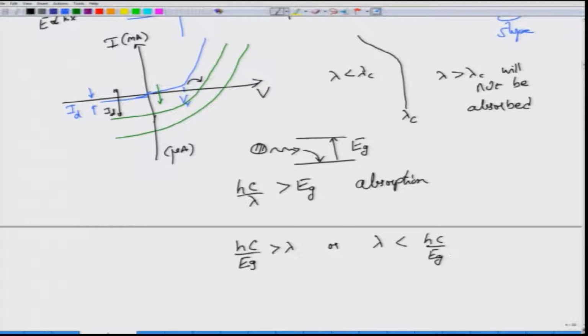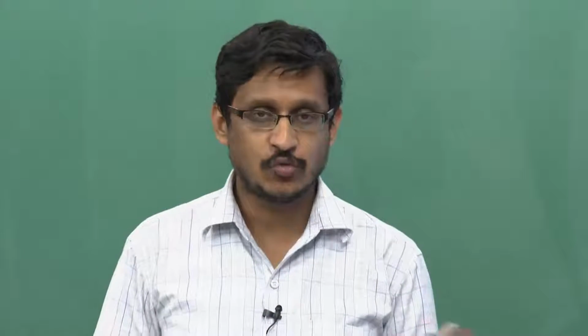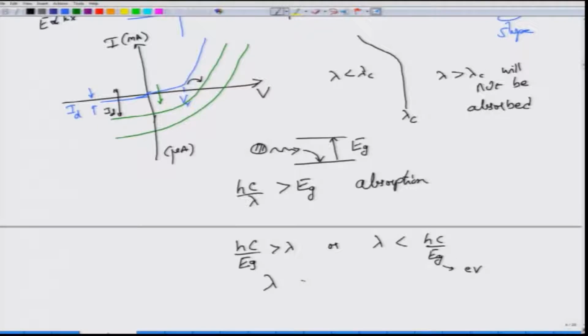So you can put in the typical values of H, which is 6.6 into 10 to the power minus 34, and the C value, and express Eg in terms of electron volt. How do you express energy in terms of electron volt? Divide that by 1.6 into 10 to the power minus 19, that would be the volt of an electron. If it moves through 1 volt, that would be the energy that the electron would gain. So if you express these quantities, a nice way of remembering this cutoff condition is that lambda has to be 1.24 micron. So did we get this correctly?